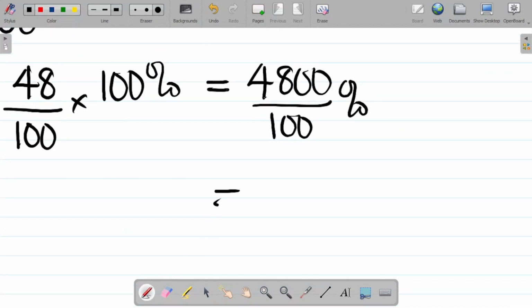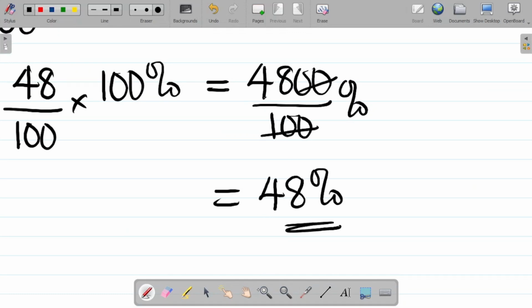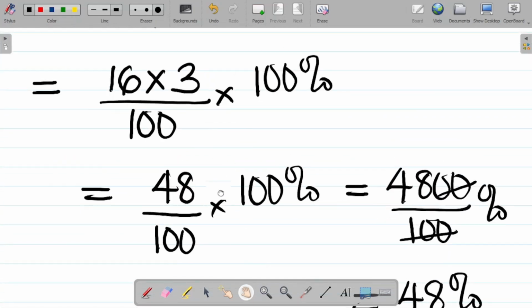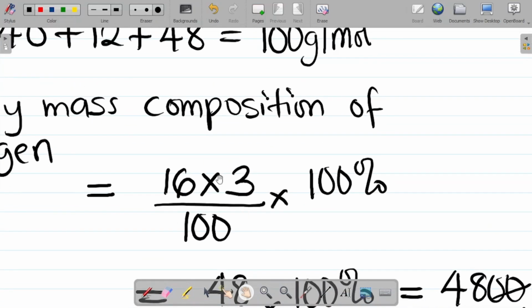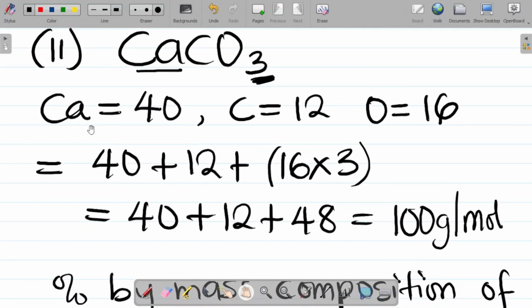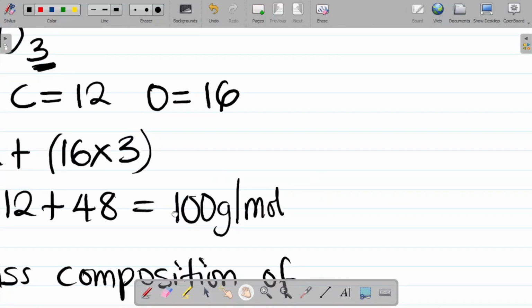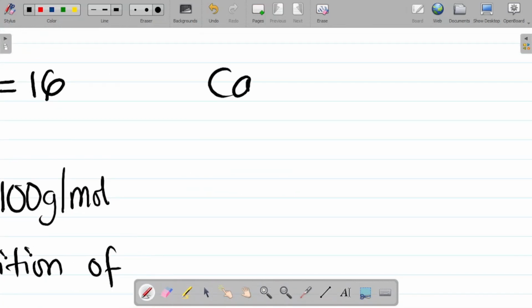This will be equal to, if I cancel this, you have your answer here as 48%. That means oxygen occupies about 48% of this compound. So if you are asked to find it for calcium, you should know what to do. Okay, let me just chip this one in. Let's say it was calcium given.